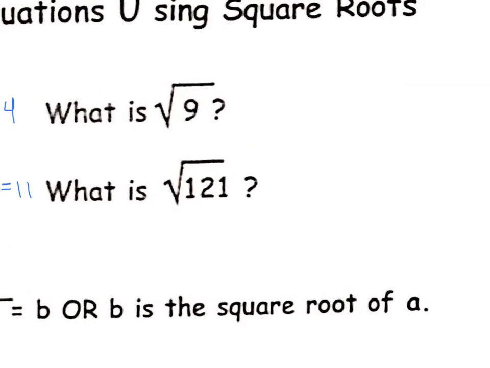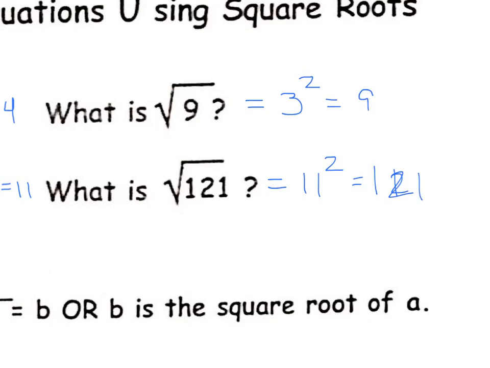So same thing here, the square root of 9 is 3. But if I want that 9 back, I could simply square it and get the 9 back. See how they're opposites of each other? Before I was square rooting, now I'm squaring. The square root of 121 is 11, but if I want that 121 back, I could just square it and get my 121 back.